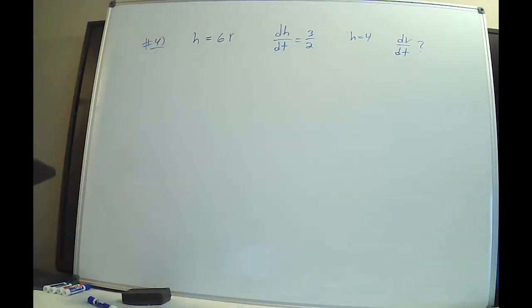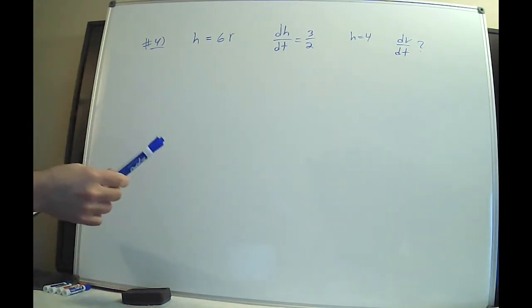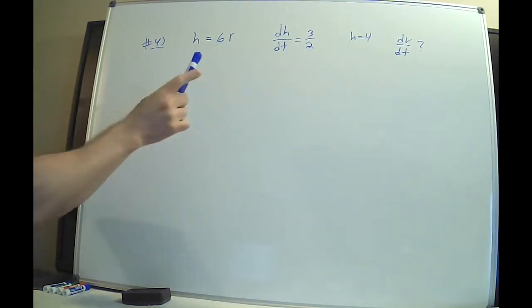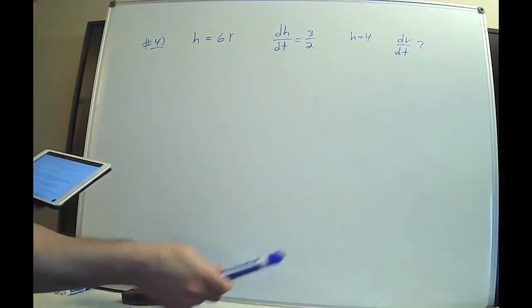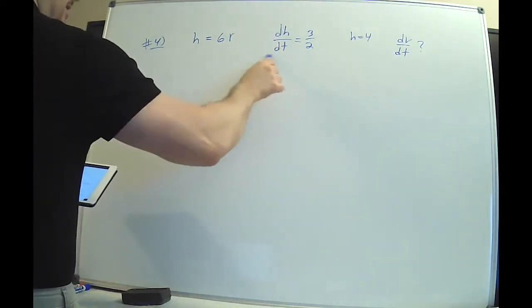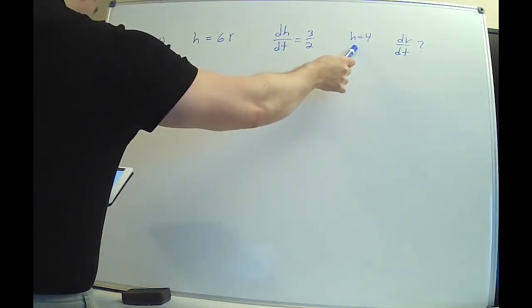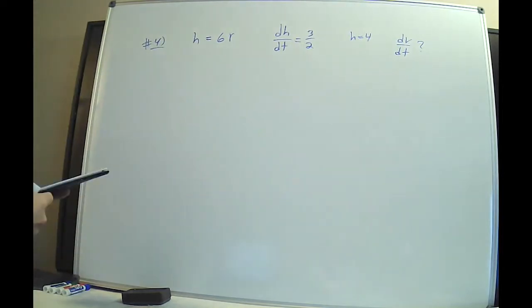All right, here's question 4, the popular one that everybody was asking me to do. Sand pours and forms a cone, blah, blah, blah. The height is 6 times the radius. The height of the pile increases at a rate of dH/dt. They're giving you dH/dt. They're also giving you h equals 4 at the end. They want to know at what rate the sand is pouring from the chute.